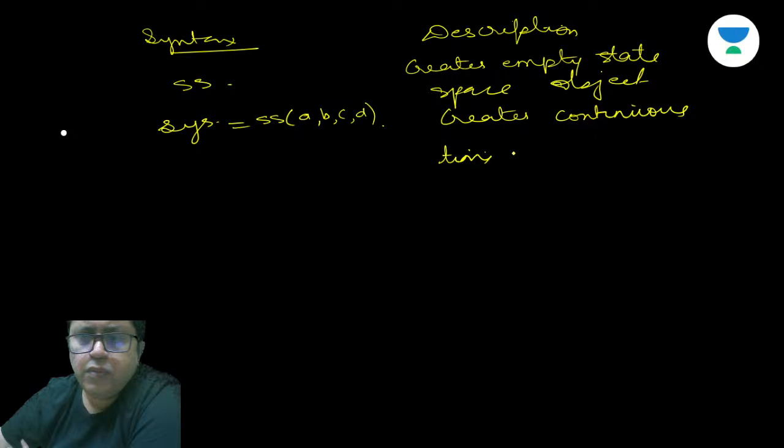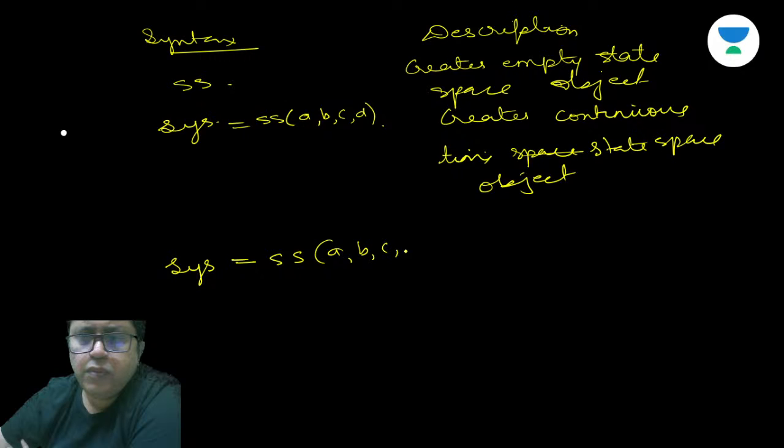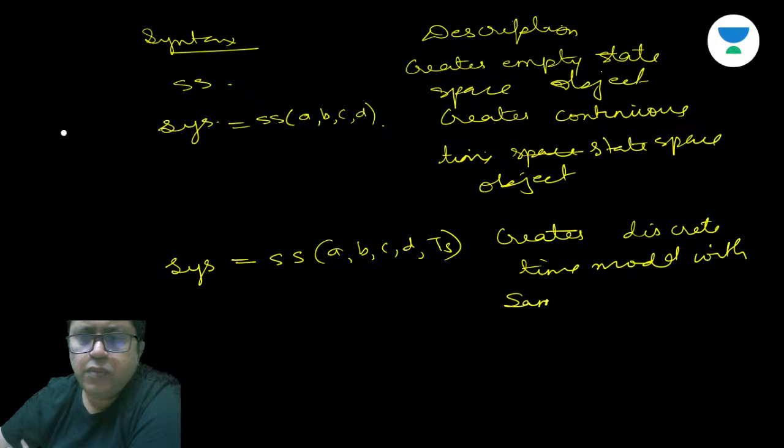Creates a continuous time state space object. sys = SS(A,B,C,D,Ts) creates a discrete time model with sample time Ts. Yes.